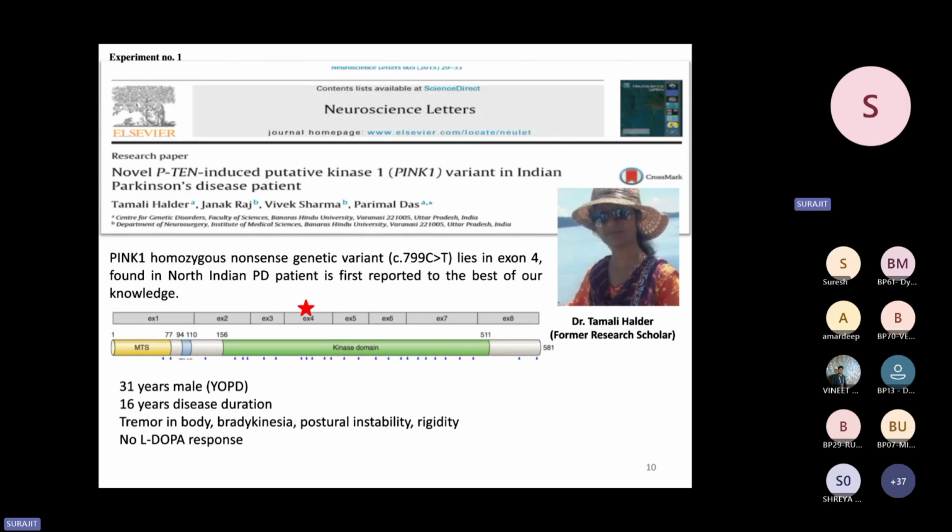Disease duration is 16 years, meaning he developed the disease at 20 years of age, with tremor in the body, bradykinesia, postural instability, and rigidity, but there is no dopamine, L-DOPA response. That is the only medicine we used to give for Parkinson's disease.